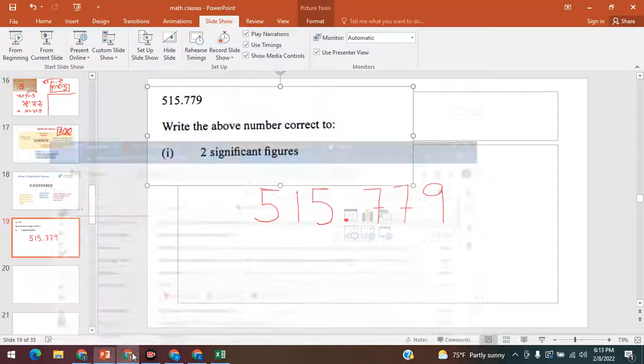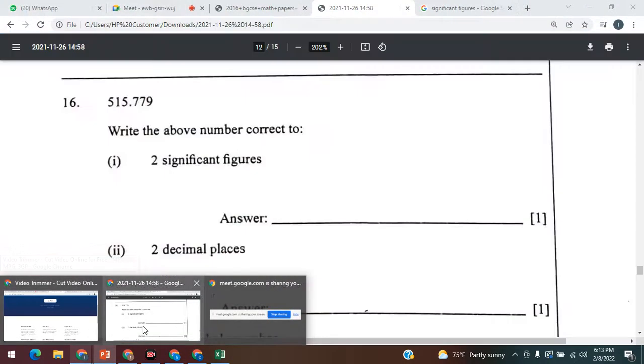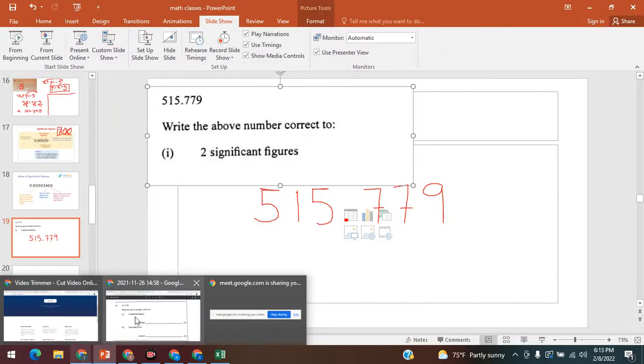Now, when we're talking about significant figures, though, someone is asking me to let them join. Give me one moment. I'm trying to figure out.